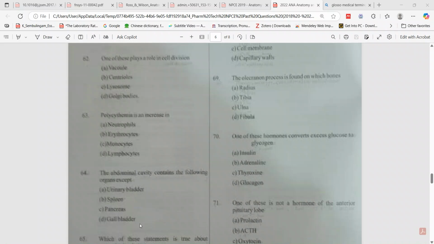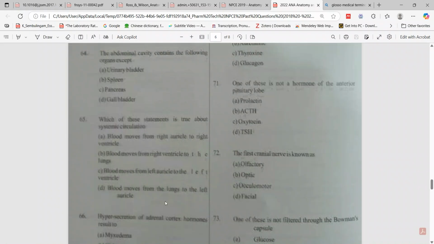Question 64. The abdominal cavity contains the following organs, except: pancreas, gallbladder, spleen, bladder. The pancreas is in the abdominal cavity. The gallbladder is in the abdominal cavity. The spleen is in the abdominal cavity. The bladder is in the pelvic cavity.